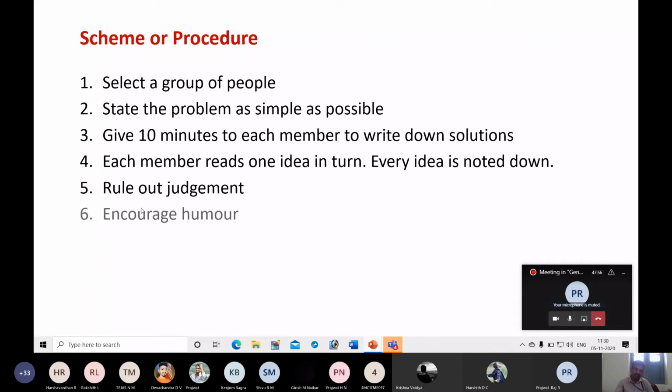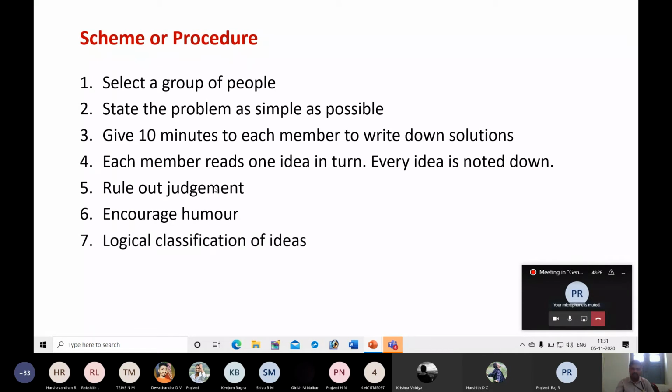Okay, next, encourage humor. With the help of humor, the mind gets relaxed, so that once again people can think by using their knowledge and their creativity. In order to do that, you have to relax the minds of the team members. For that, if you can encourage humor, that is preferable.